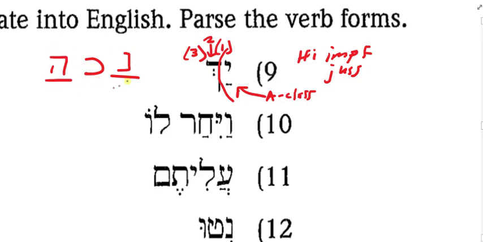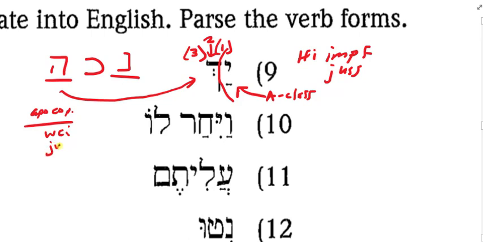If I can determine that nakah is the root, then where would my 3 hey inflectional ending completely drop out? Where does that happen? In other words, it's called apocopation, right? Where do I get apocopation in 3 hey verbs? Apocopation happens in WCI and jussives when I have no inflectional suffixes, okay? When there's no inflectional ending.